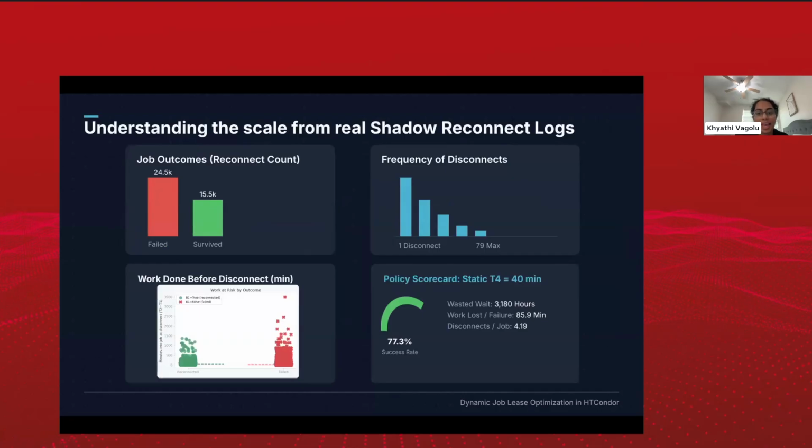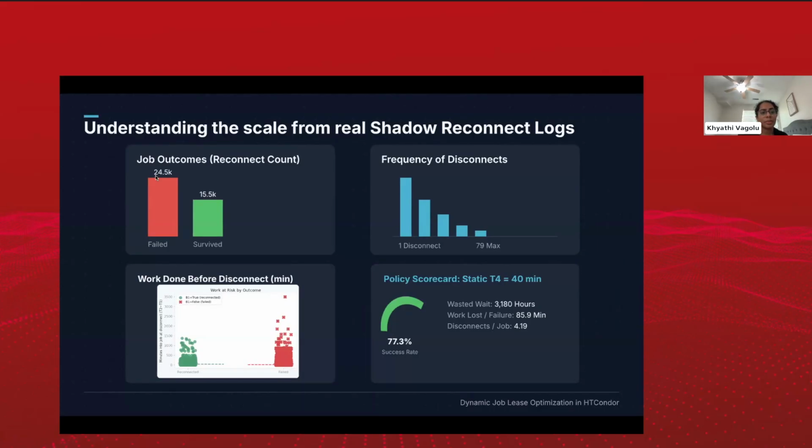Just to understand the scale of this problem, I have a few slides which show what the real data looks like. We were able to collect some data through the shadow reconnect log that Greg had built. This was on the AP 2001 server in the month of May for about 2 weeks.